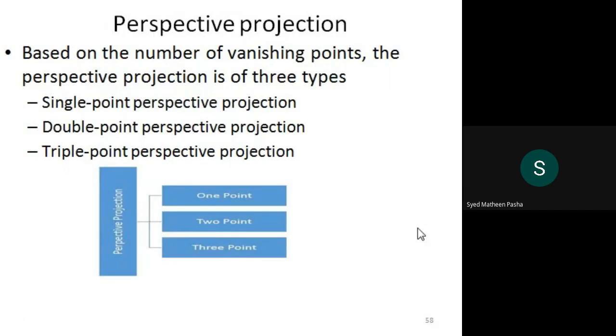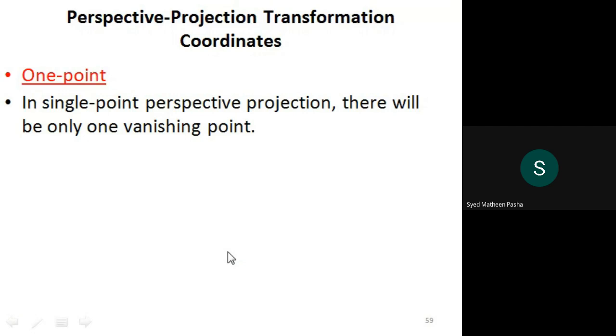Then there is some condition with respect to perspective projection. Based on the number of vanishing points, the perspective projection is of three types. Perspective projection is divided into subparts only based on the number of vanishing points. That is, one is single point perspective projection, the second is double point perspective projection, and the third is triple point perspective projection, which are actually called 1 point, 2 point, as well as 3 point projection. Let's see in a bit more detail the types of perspective projection.